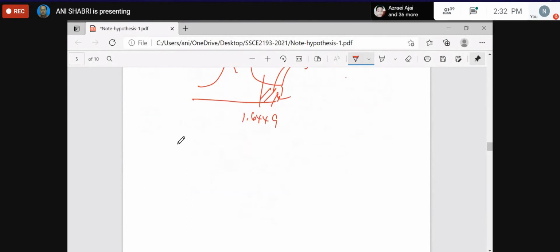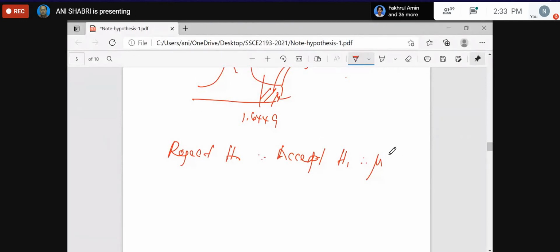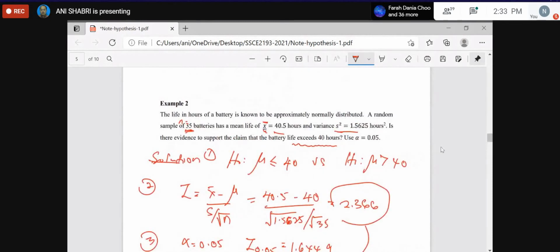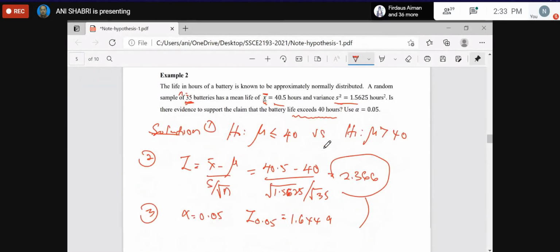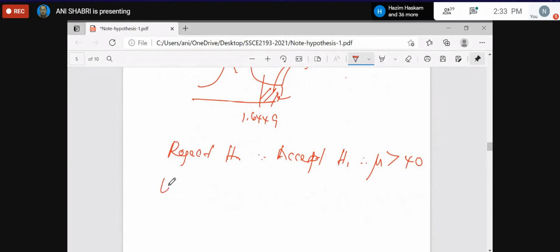What does reject H0 mean? Reject H0 means we accept H1. Accept H1 means the answer is mu greater than 40, from the hypothesis. After that, we look at the question: is there evidence to support the claim that the battery life exceeds 40 hours? Support or not? Support. The conclusion is almost the same.